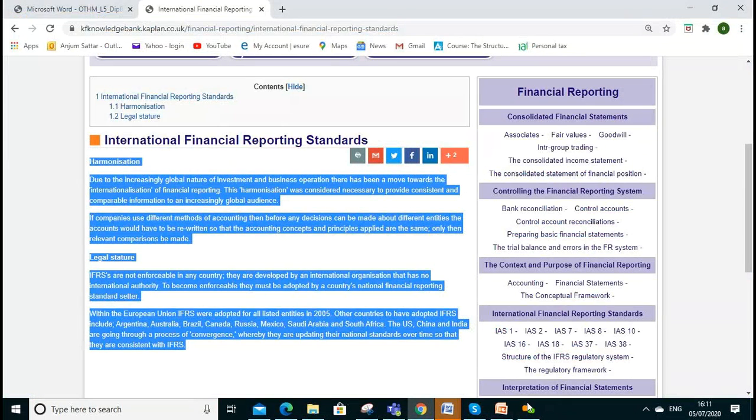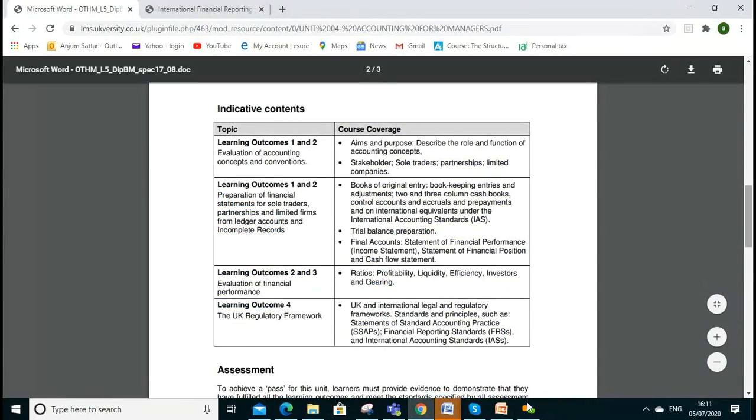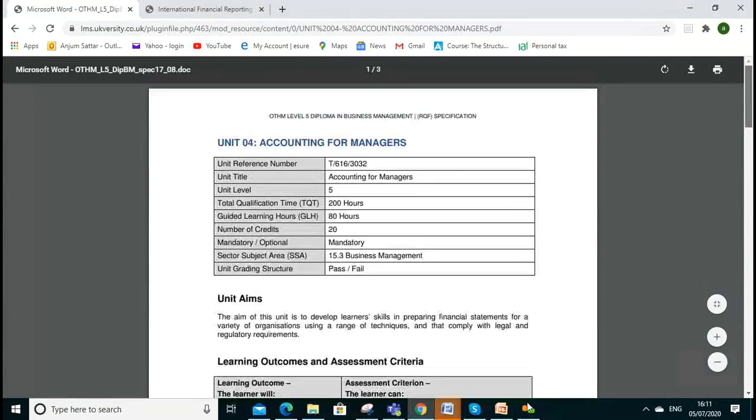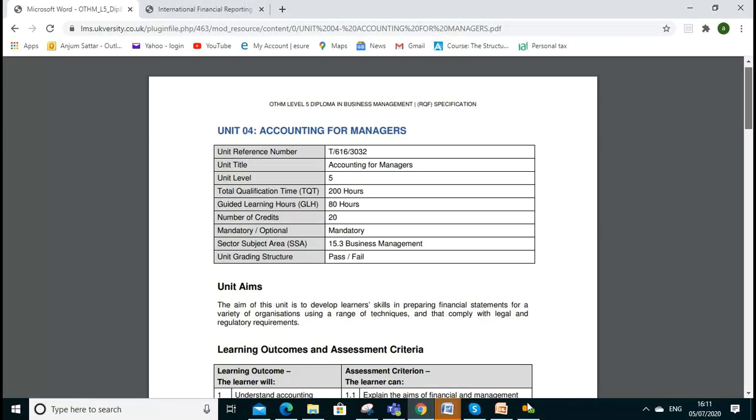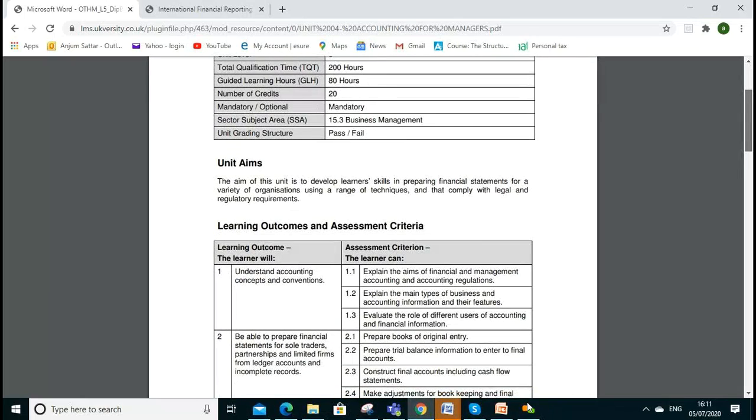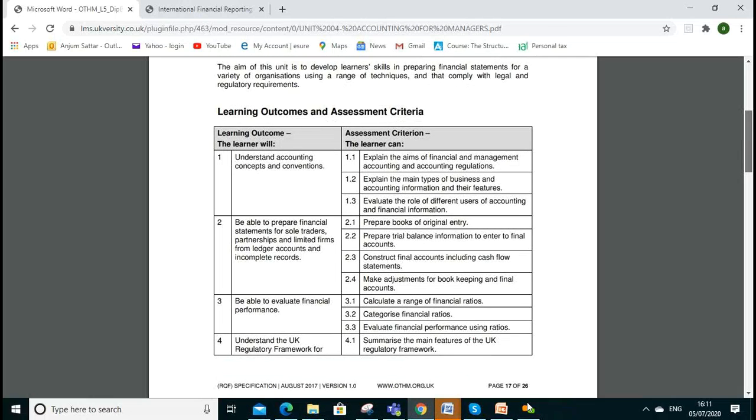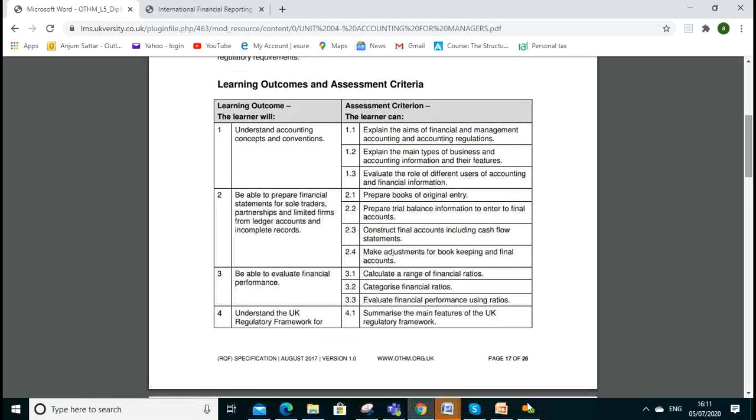So before starting, let's look at what this unit consists of and how many learning outcomes we have. Accounting for Managers is a level 5, 20 credit unit. This unit is mandatory and related to business management. We are doing the first learning outcome, understand accounting concepts and conventions, and we have 3 assessment criteria, with the keywords explain and evaluate.